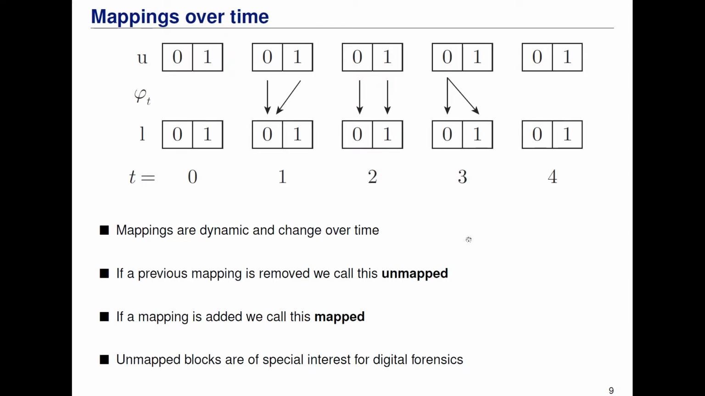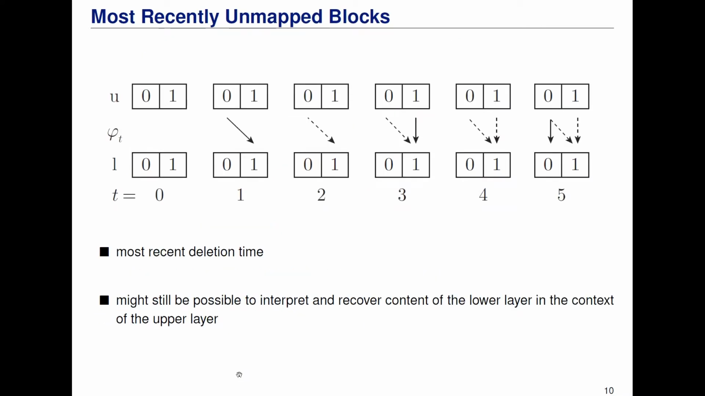When a previous mapping is removed, we call it unmapped. If a mapping is held, we call it mapped. Unmapped blocks are of special interest for digital forensics. You probably know that. So here we look at the most recent deletion time. Currently we don't have any mapping. Here we have an active mapping, and this dotted arrow means that we have a deleted block, a no longer active mapping which used to be active.